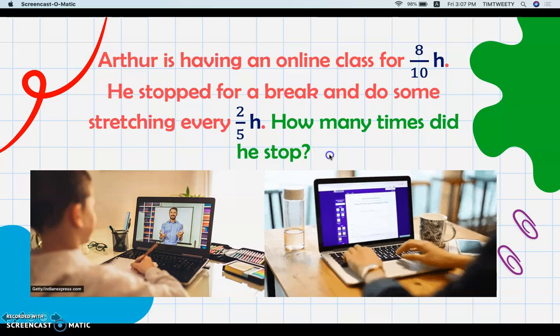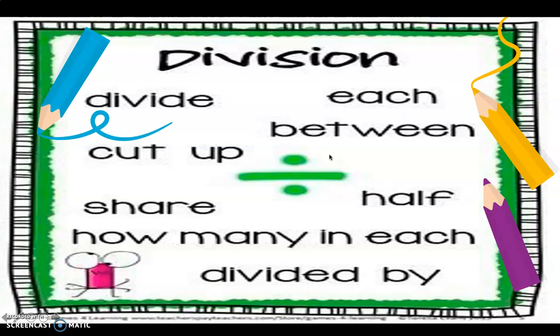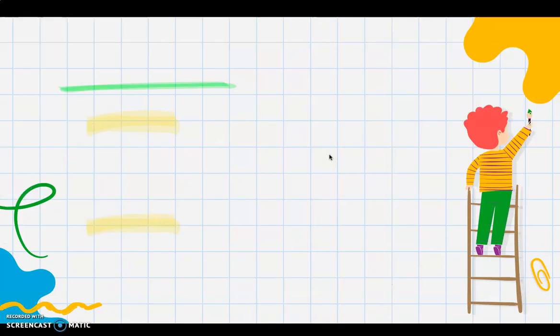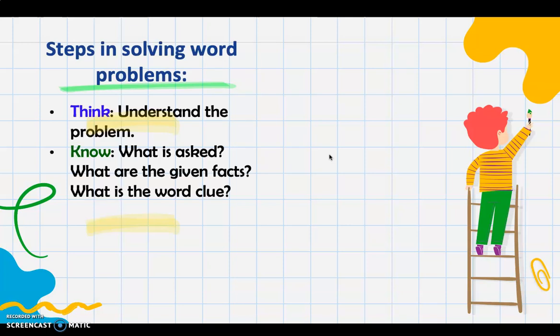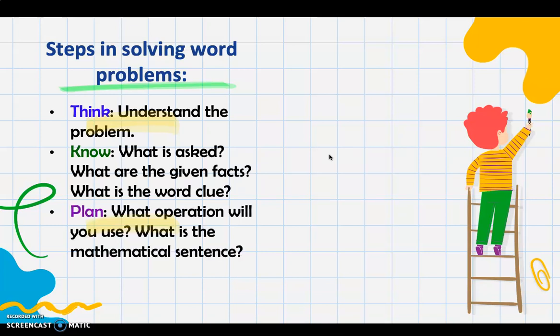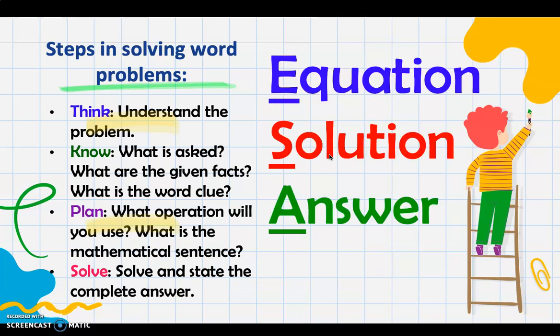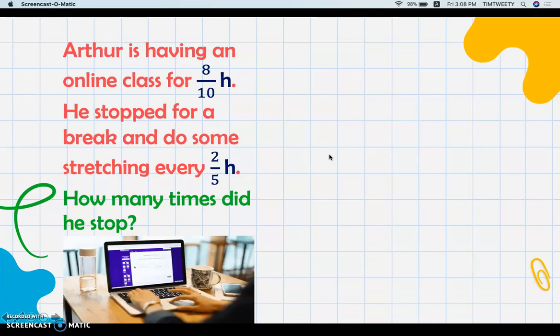So, how do we divide fractions? But before we answer that question, let us recall the steps in solving word problems. Again, you need to think: understand the problem, know what is asked, the given facts and the word clue, plan what operation we are going to use, and then solve. Don't forget to use the ESA form. Now let's solve the story problem.